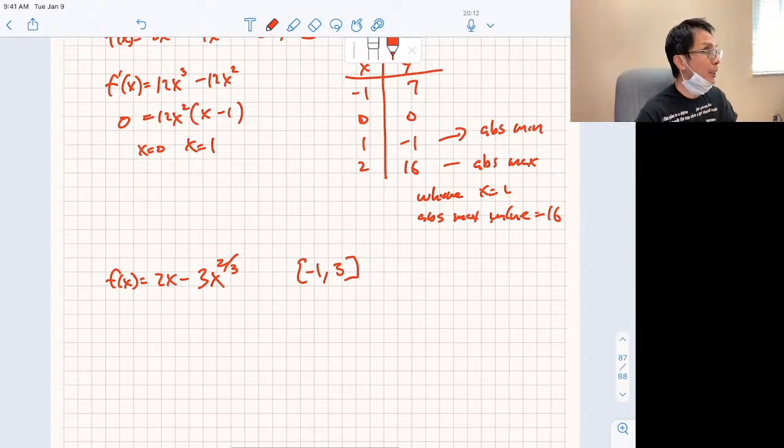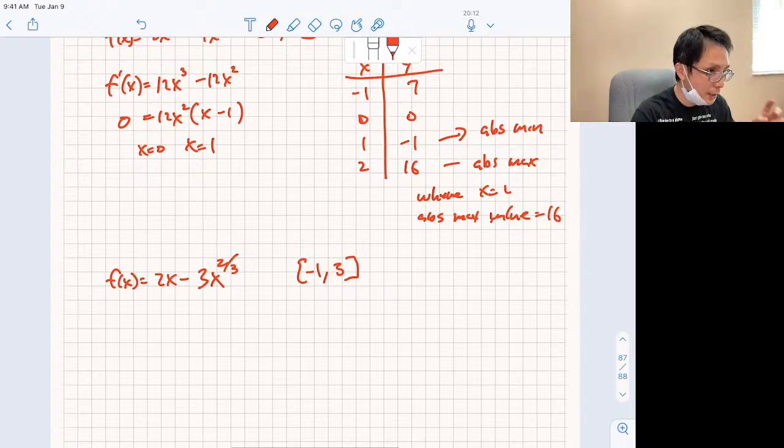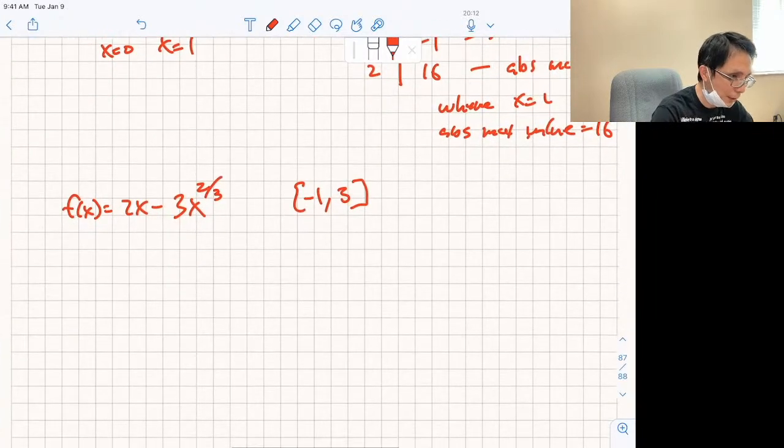So how many critical numbers do you find? 1. No. There's 2. Critical numbers, there's 2. Endpoints, there's 2. So there's 4 points that you have to see. That's what I'm going to show you happens here, right?